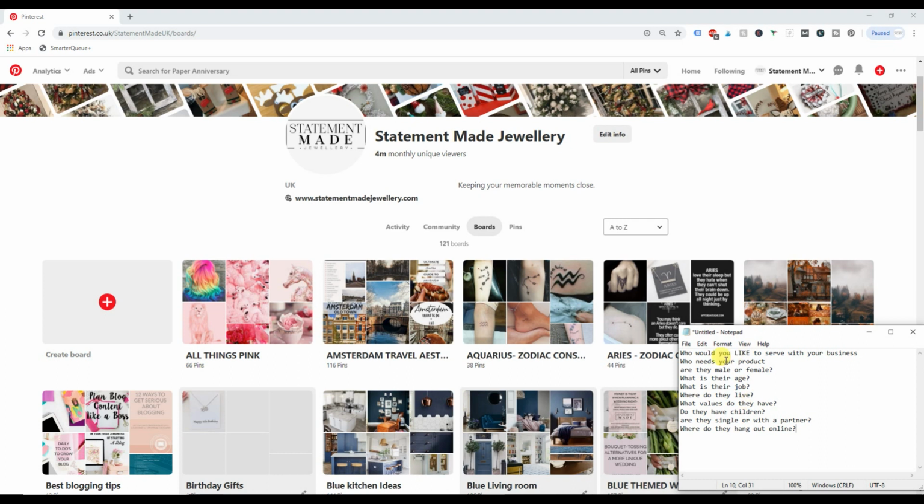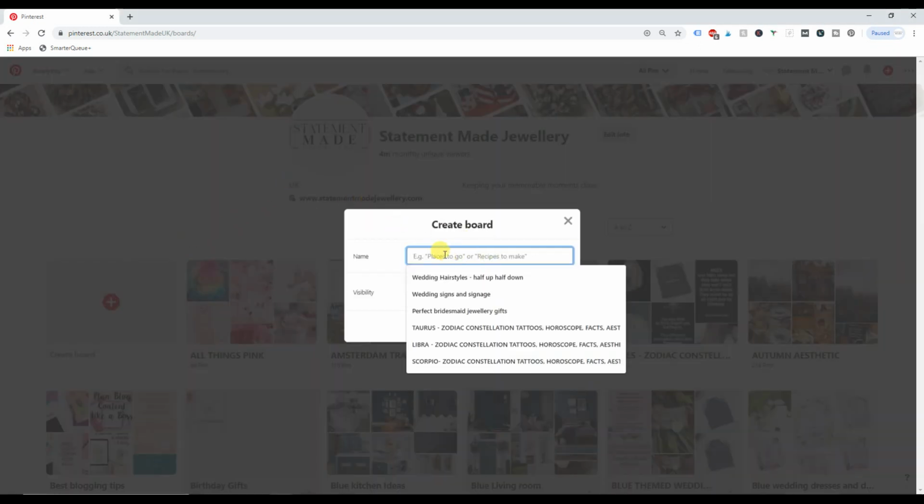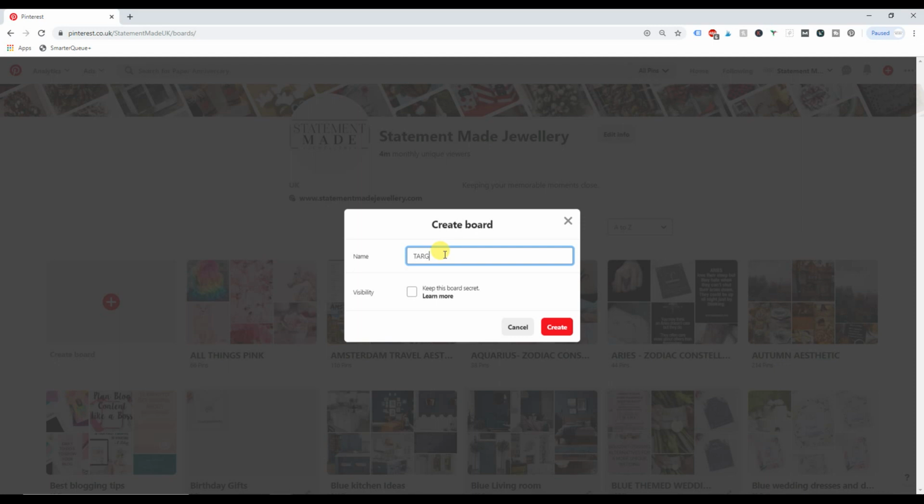So now that we've painted that general idea in your mind, it's time to go and do the fun bit. Create your board. I would name it Target Market or something like that. Now, I would recommend keeping this board a secret, because if you're using your business Pinterest account, you might not want customers going into it and looking at how you're profiling them, I suppose.